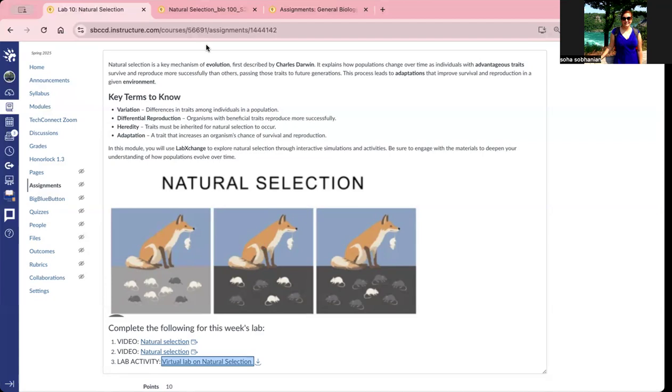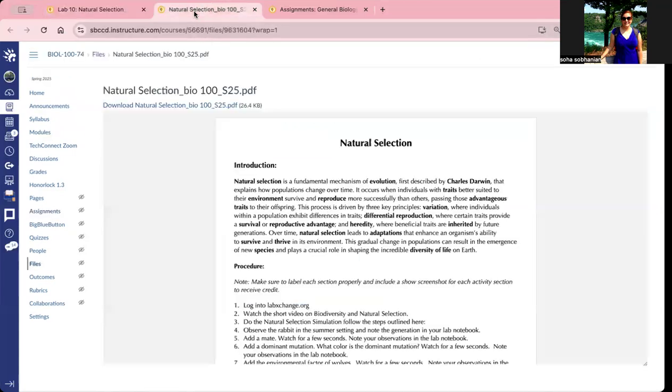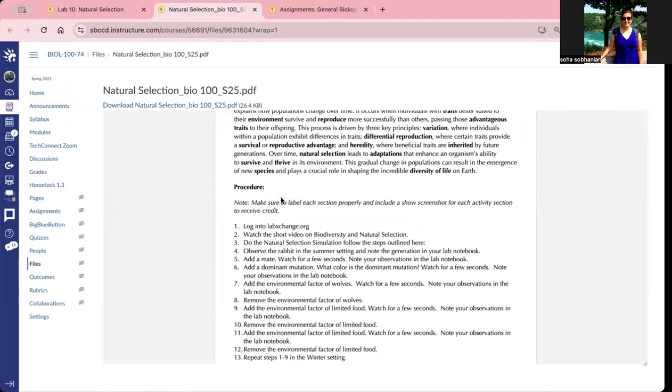For the lab activity, we're using Lab Exchange, very similar to the one you previously used. For this lab activity, you basically complete certain steps and you see how each of the changes in the population affects the overall evolution and changes in the population as time passes by. As you make these changes, you're making observations for the changes that you have made.